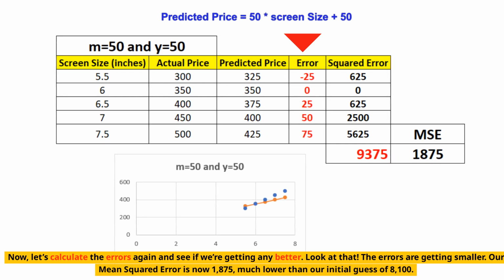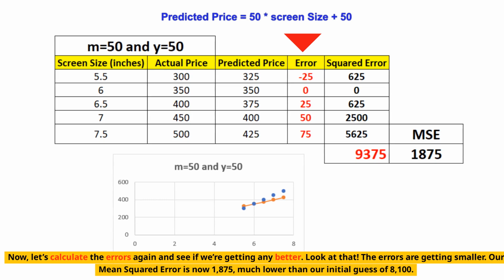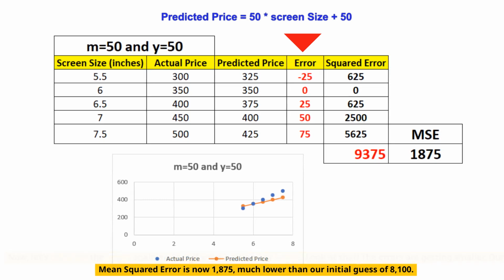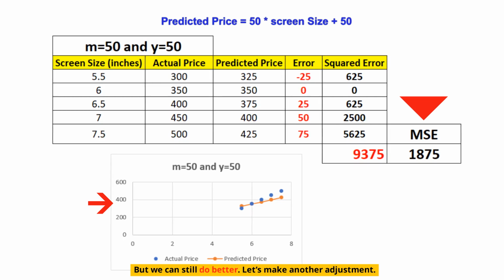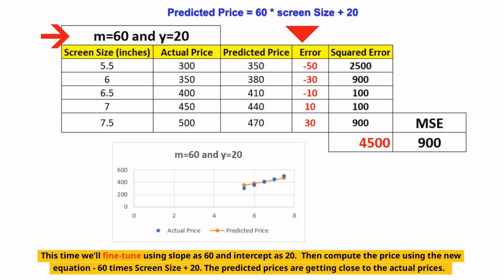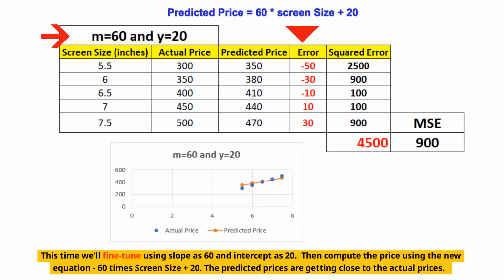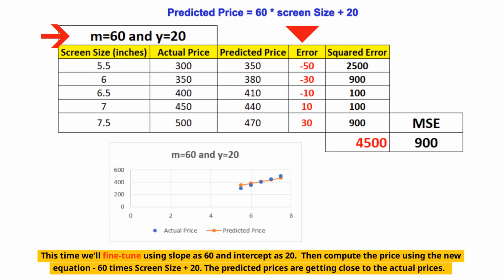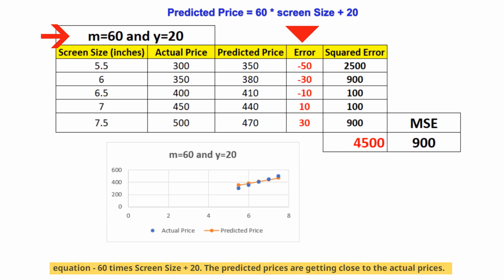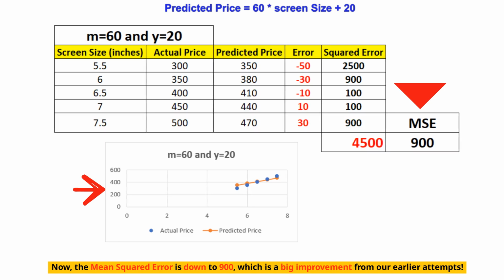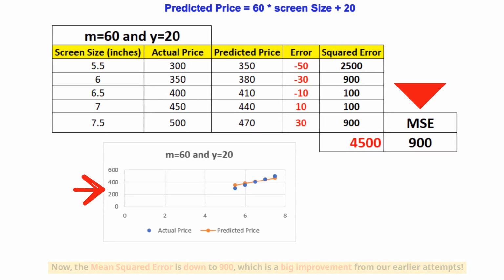Look at that. The errors are getting smaller. Our mean squared error is now 1,875, much lower than our initial guess of 8,100. But we can still do better. Let's make another adjustment. This time we'll fine-tune using slope as 60 and intercept as 20. Then compute the price using the new equation, 60 times screen size plus 20. The predicted prices are getting close to the actual prices. Now, the mean squared error is down to 900, which is a big improvement from our earlier attempts.